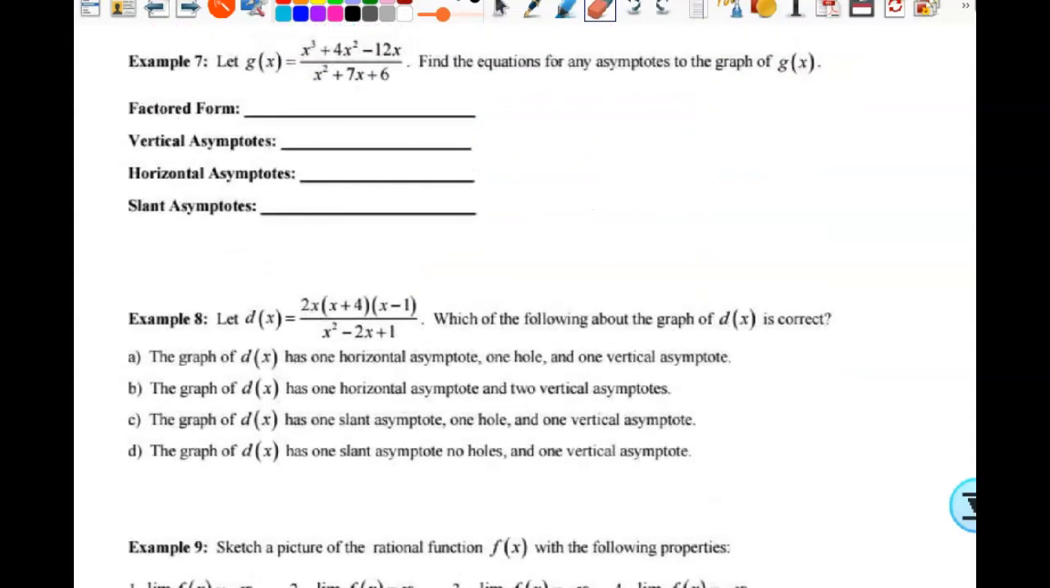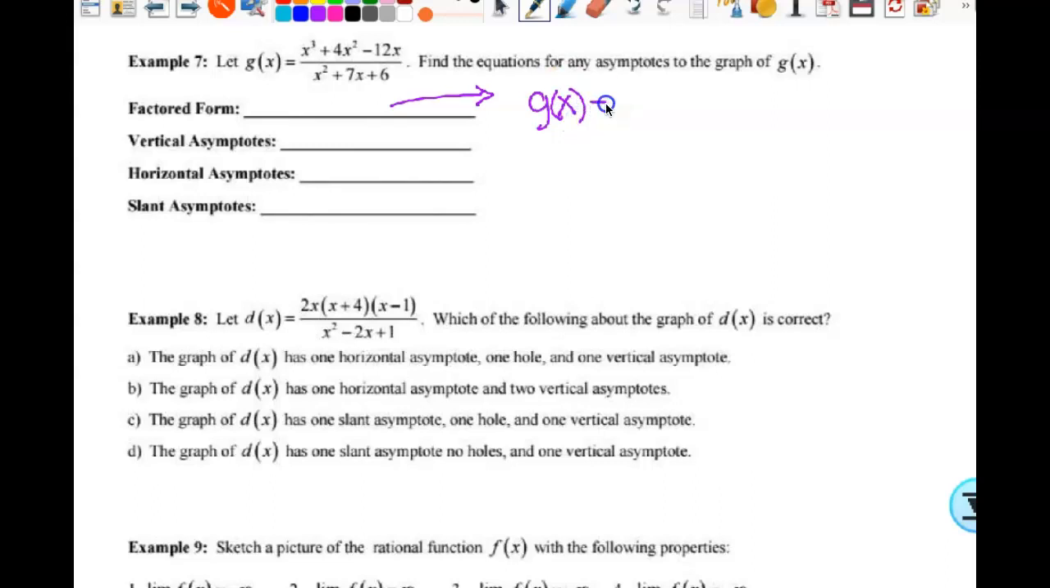All right, so it says, find the equations for any asymptotes to the graph, and it gives us specifically what we want. The first thing we want is the factored form. There's not enough room for me to write my factored form there, so I'm going to write it over here so I can write bigger. So g of x, and I'm going to factor it. Remember, you need to be able to factor quickly and accurately. Now, if you have to write extra steps than what I write, it's totally fine.